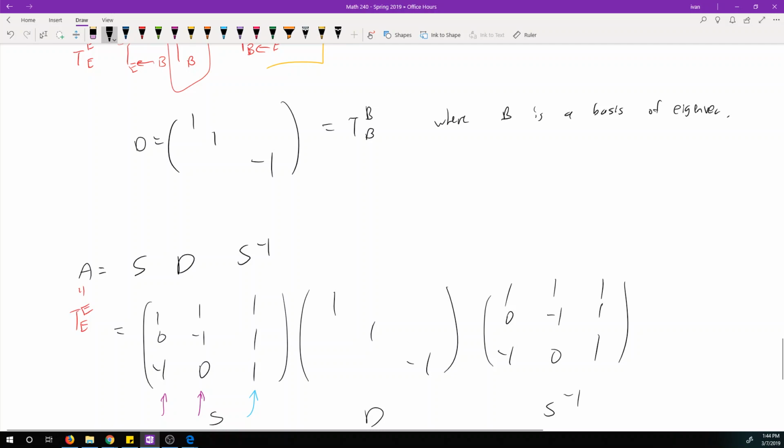Now you have S D S inverse, and you just have to multiply this out. It's not a great answer. Everything's going to be over 3, so there are going to be a lot of fractions over 3, and that's going to be the answer to part B. So this is part B.